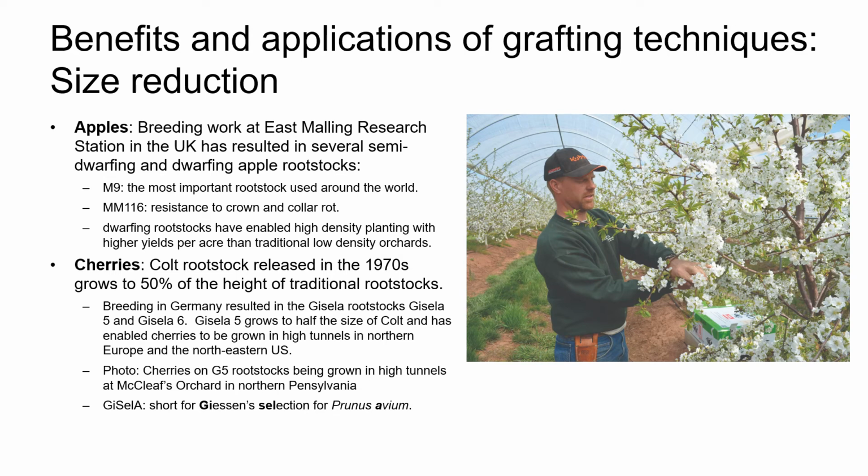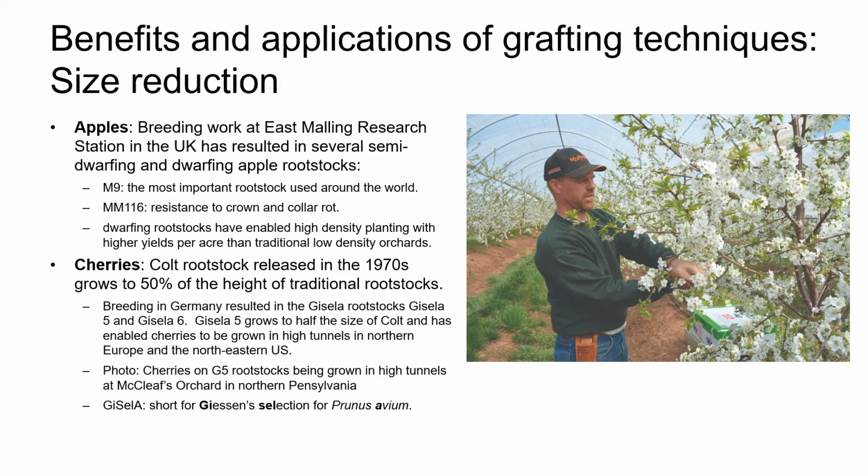Dwarfing rootstocks have enabled high-density planting that produce higher yields per acre than traditional low-density orchards. Smaller trees also mean that apples can be harvested without pickers having to use ladders, so harvest is faster, safer, and less expensive. In the 1970s, the Colt rootstock was released for cherries, and it grows to just 50% of the height of traditional rootstocks.